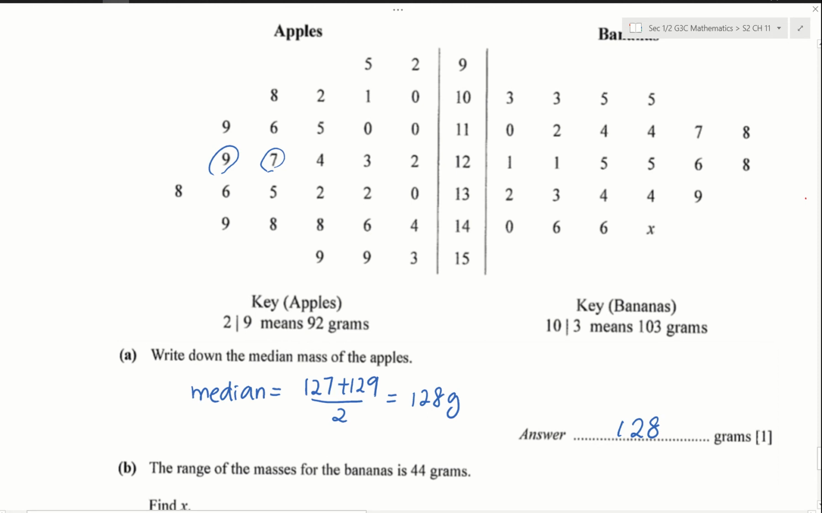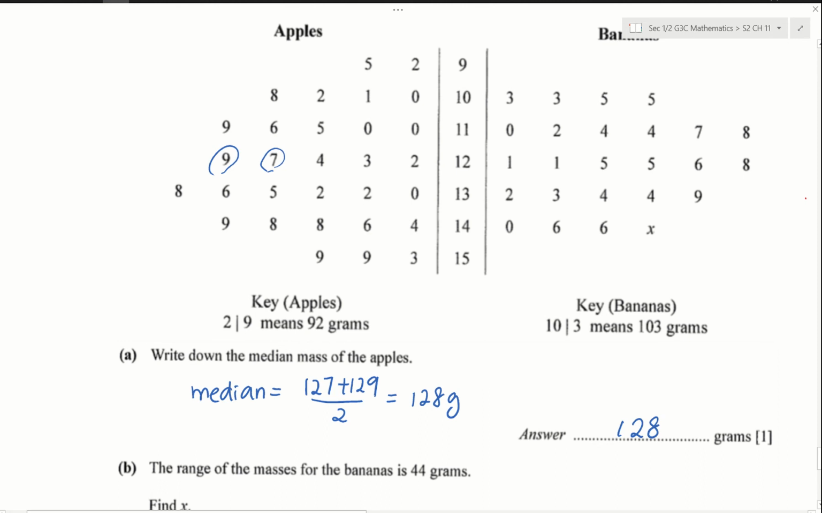Okay. All of you have attempted it already. Correct me if I'm wrong. I say that x minus 103 equals 44. Is this right? That means I say the range is equal to this. Is this correct?